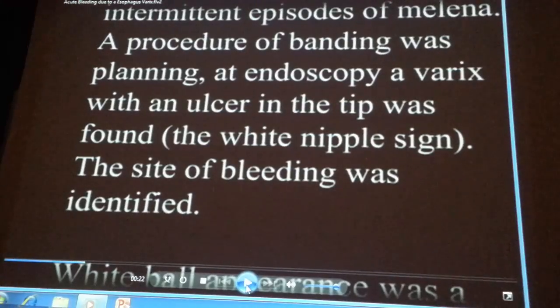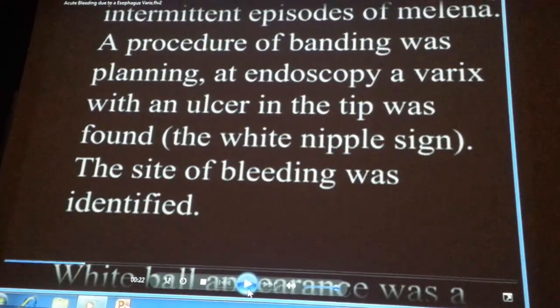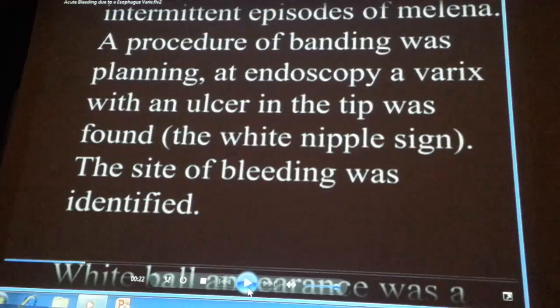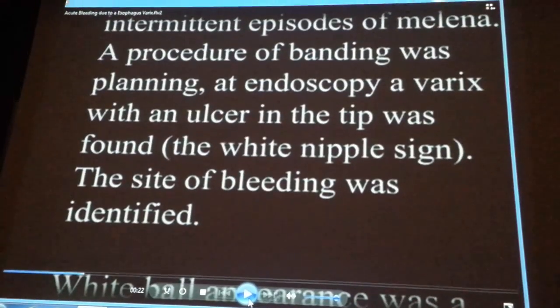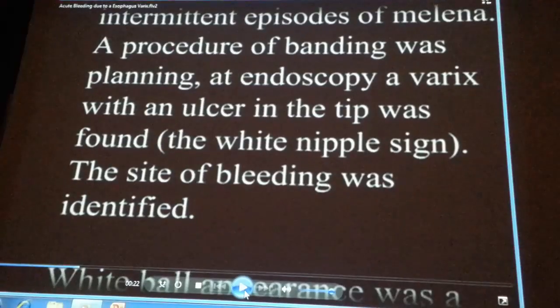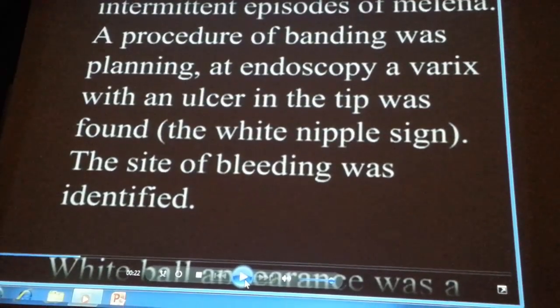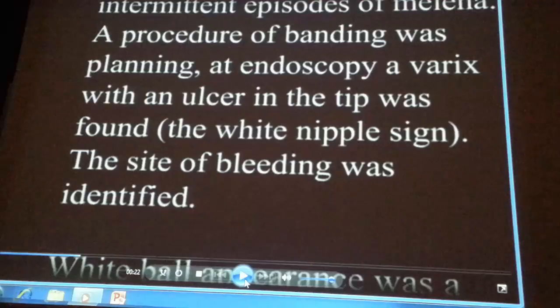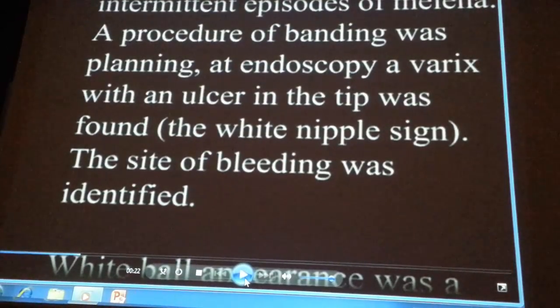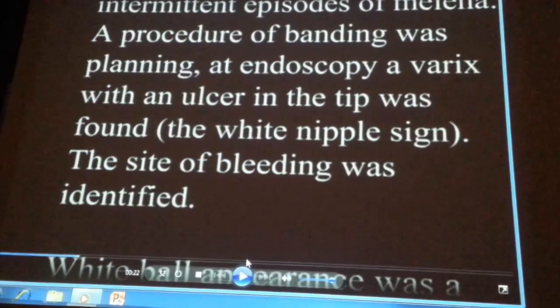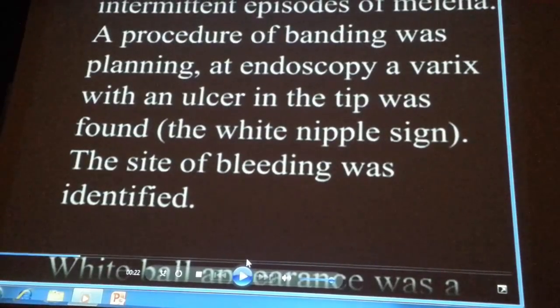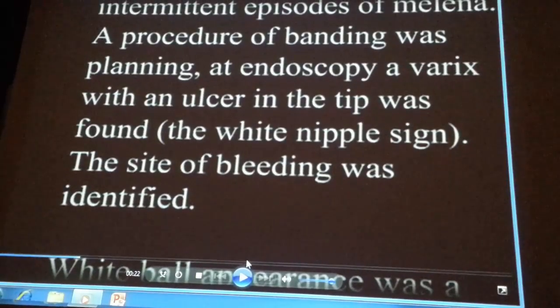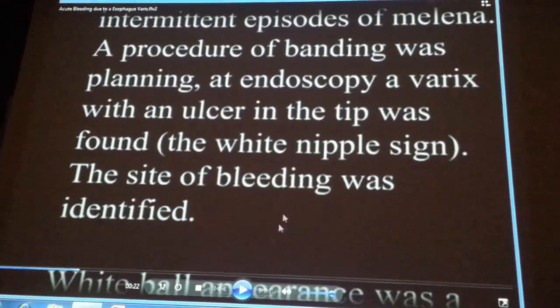At the endoscopy, a varix with an ulcer was found, with discontinuity of the stratified squamous epithelium of the esophagus. An ulcer in the tip was found. This is what we call the white nipple sign. When the varix is ulcerated, meaning the epithelium is sloughed away, we call it the white nipple sign, because it becomes very whitish. Tip point. I will show it to you.